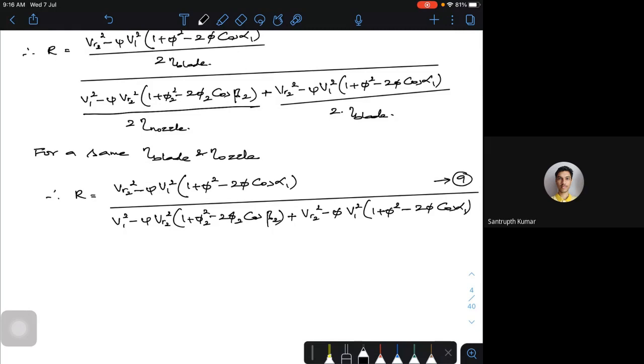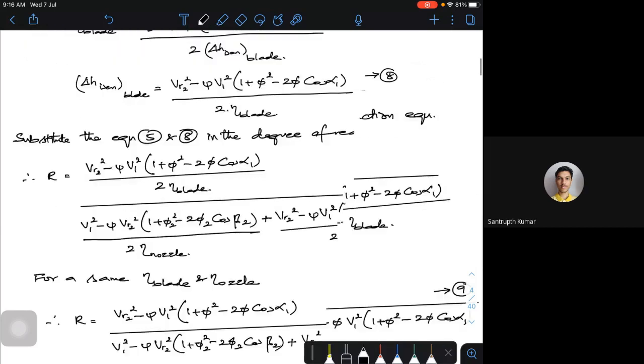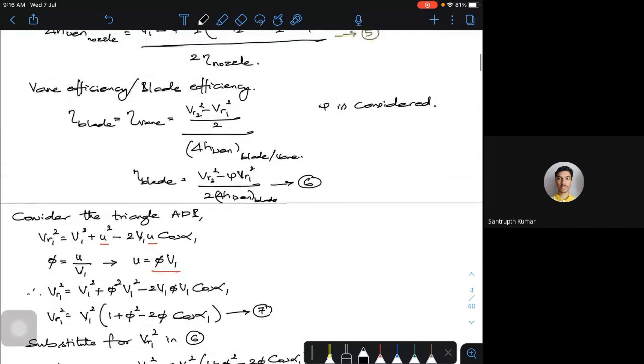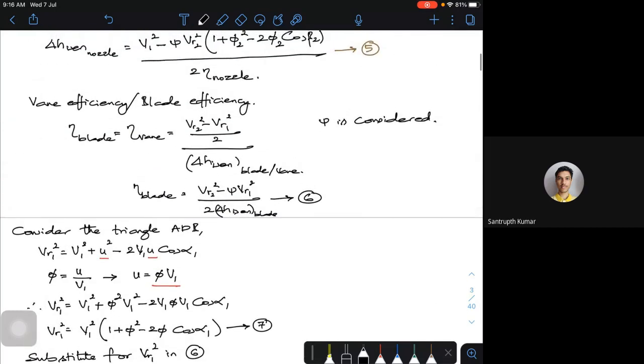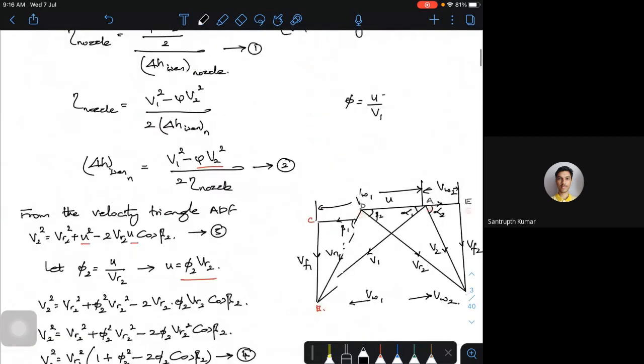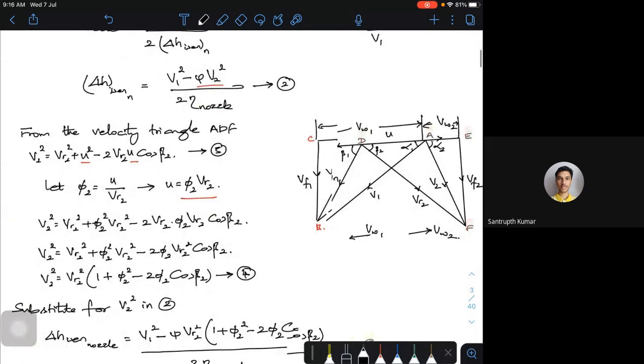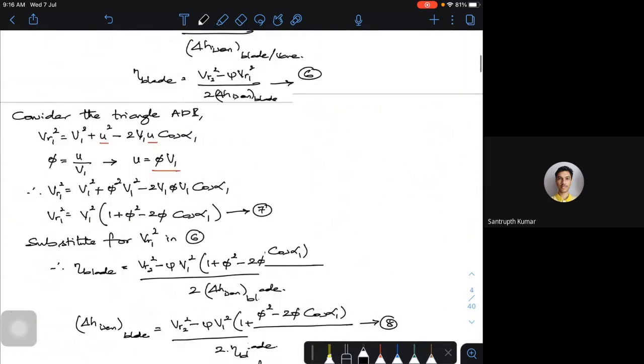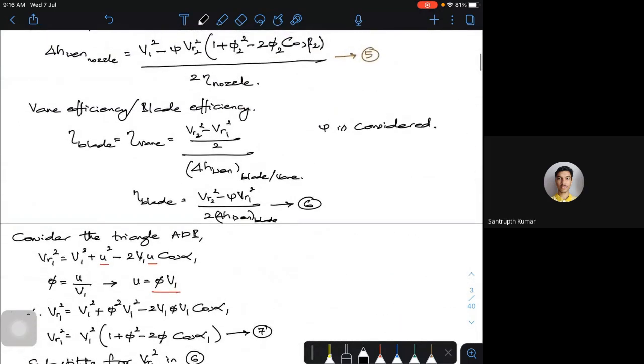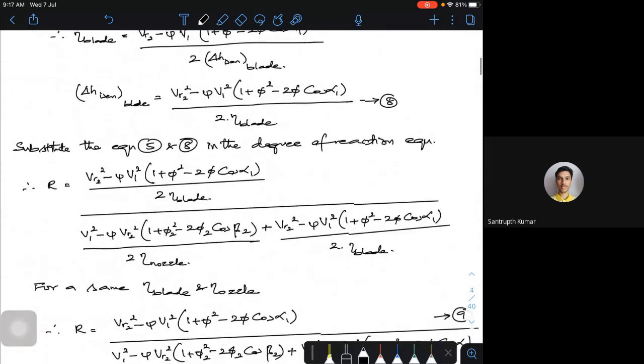Okay, if I try to substitute all those things, you will be getting your degree of reaction. This is the expression for it. So this is the simplest way. Maybe if you refer to R. Yadav, I think he has used a different way of getting this kind of expression, but you may end up with a very similar expression to what I have got. This is the expression for your degree of reaction, nozzle efficiency, blade efficiency, and the degree of reaction.